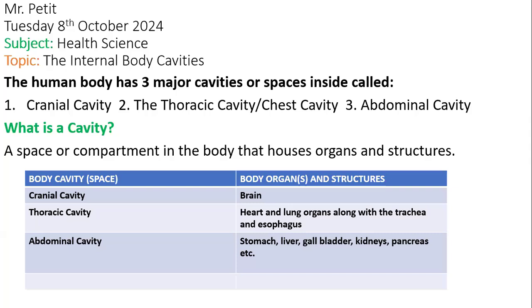Okay, so in the abdominal cavity, we have the stomach, the liver, the gallbladder, the kidneys, and the pancreas, right? Next.